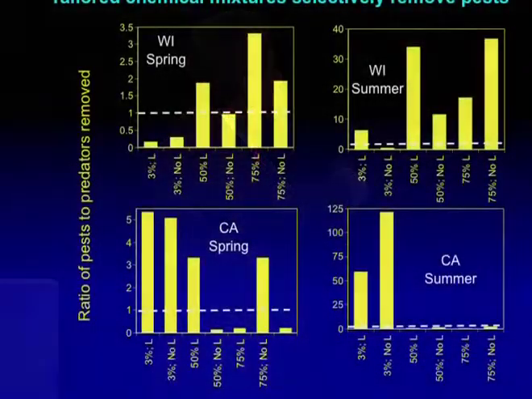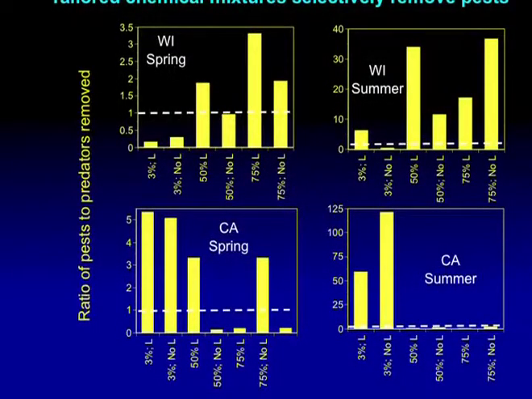This is the ratio of pests to predators removed. So when that's below 1, that's really bad news. You're actually removing more predators than pests. The bigger it gets, the more selective you are. And I think you can see, here's the dotted line indicating 1, essentially break even. Depending on the mixture you choose, you can actually be removing more predators than Ips pini, or really bias it very strongly in favor of removing Ips pini.